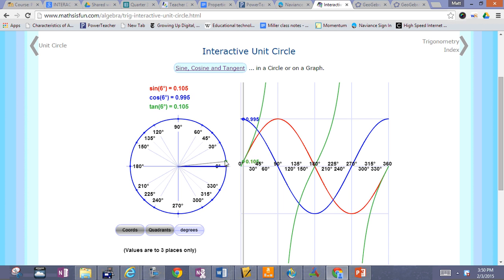When I get to 90 degrees, my red value, the sine graph, is at 1. My blue value, the cosine, is at 0. 1 over 0 is division that is actually undefined, but the undefined nature is actually imposing an asymptote. So, in fact, we say 1 divided by 0 is going to be infinity. And we'll have more to say about that tangent graph later.